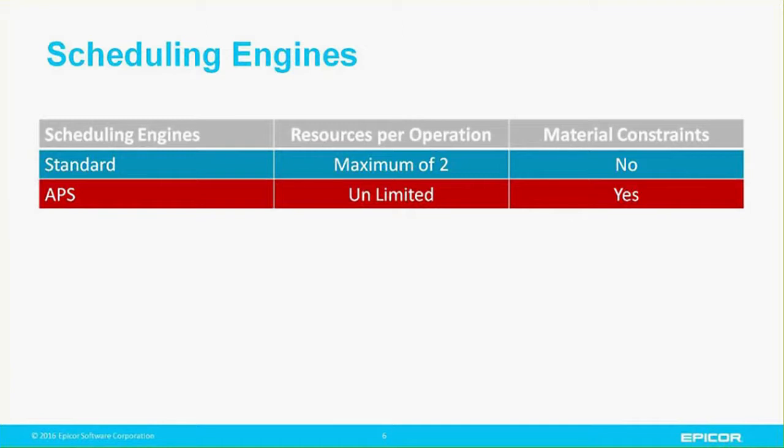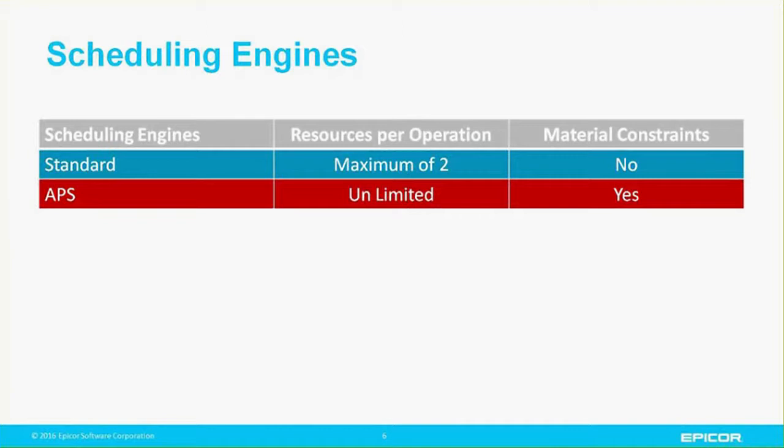The sophistication of the scheduling logic available to the MRP II process is dependent on which of the Epicor ERP scheduling engines is used. The standard engine allows for a maximum of 2 resources to be defined against each operation. For example, a machine and a labour resource. It does not permit material unavailability to influence the outcome of the scheduling calculation.